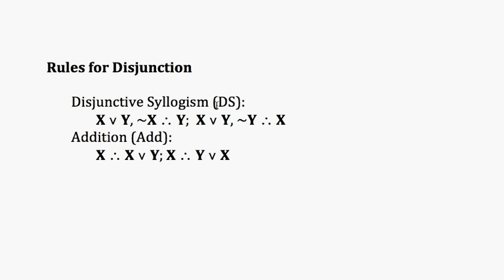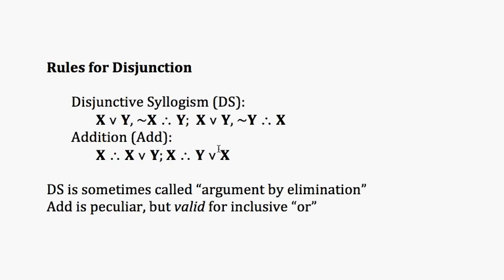So disjunctive syllogism, or DS, a straightforward rule. Addition, a peculiar but correct rule. Disjunctive syllogism is sometimes called argument by elimination because we've got an or, we eliminate one part, and we're left with the other. And likewise, to comment on addition, it really is peculiar, but it's valid.